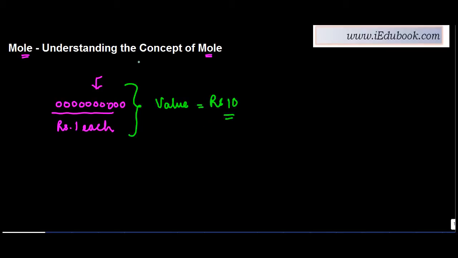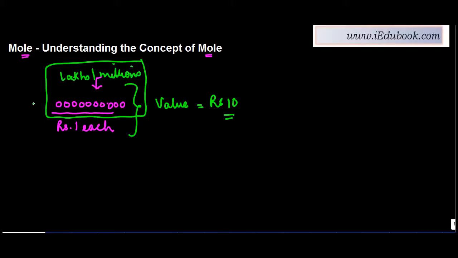But let's say, for example, I give you a huge dump of coins which has lakhs or actually millions of coins. And then I tell you to please count these coins and tell me what is the value. You will say, what the hell? I mean, you might just go mad, right?